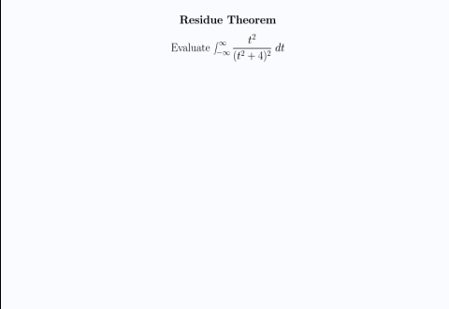In this screencast I'm going to use the residue theorem to evaluate the integral given here. That is the integral between minus infinity and plus infinity of t squared divided by (t squared plus 4) all squared. And in order to do this I'm going to use contour integration. Let me first of all write down the integrand, but as a function of a complex variable z.